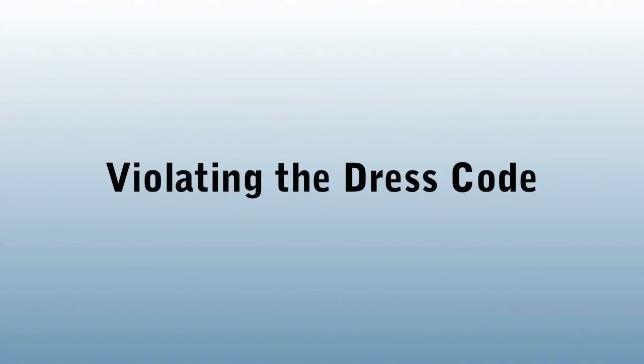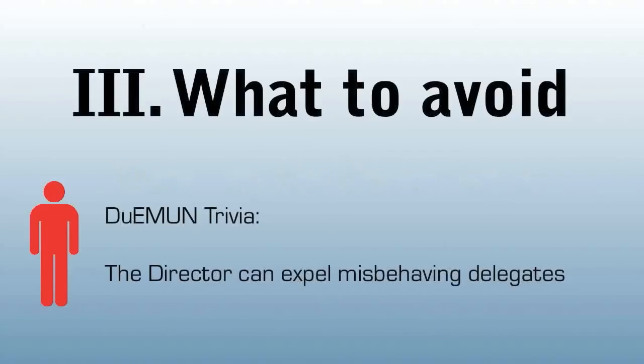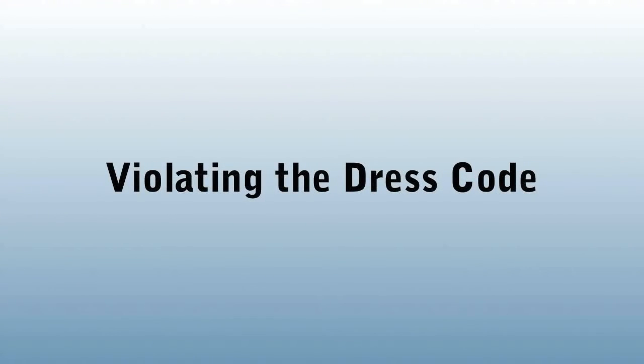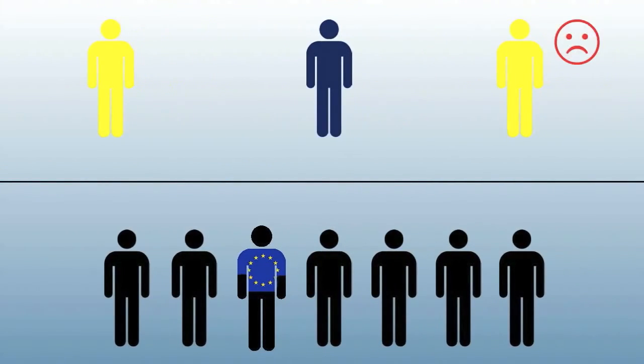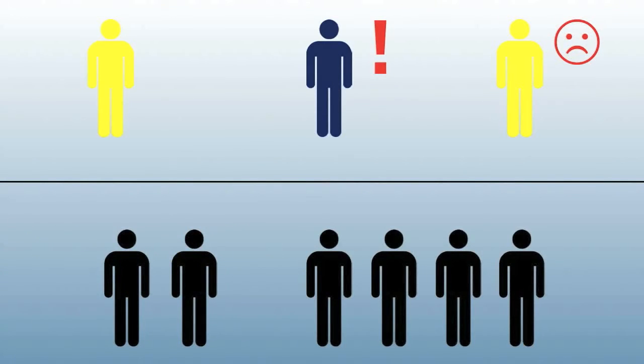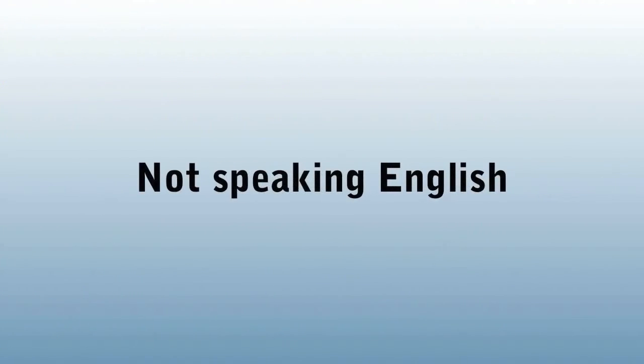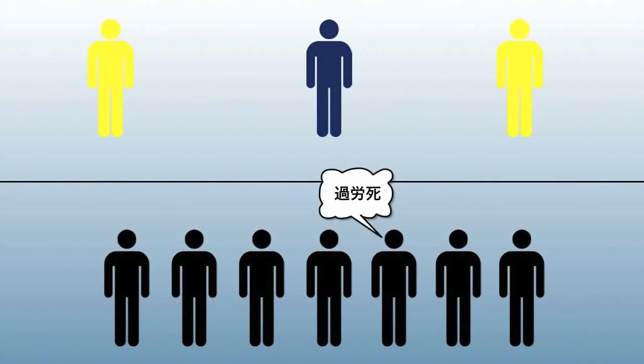Chapter 3: What to avoid. Violating the dress code. Delegates not adhering to the dress code or displaying national symbols may be removed from the room by the director until they get changed. Not speaking English. Speaking a language other than English during a Model UN session is considered extremely rude, as not all participants can understand you. We therefore ask you to refrain from such behavior.